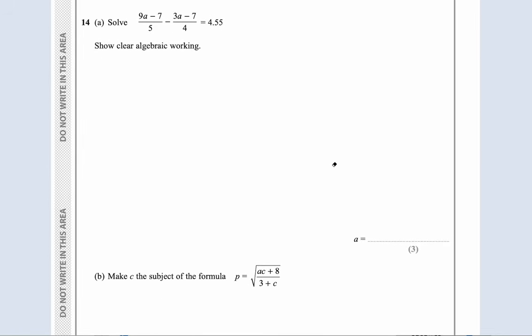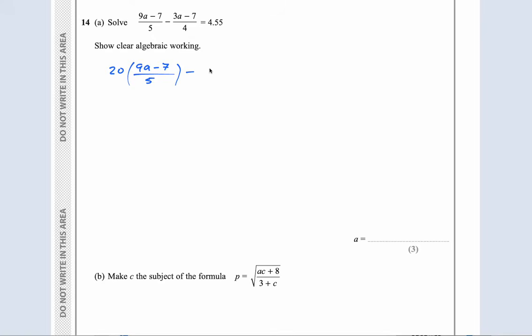Okay, next question. Solve this. So find a, in other words. First thing I'm going to do, guys, is to remove the denominator. I need to multiply everything by 5. Multiply both sides of the equation by 5. But to remove this denominator, I need to multiply everything by 4. So to save me the trouble, I'm going to multiply everything by 20. I'm going to multiply by 4 and by 5, which is 20. And you'll see how this works out quite nicely.